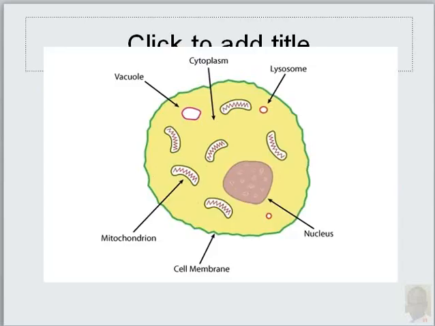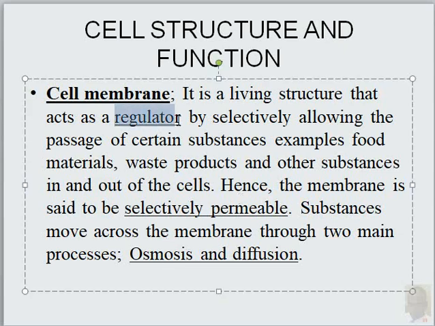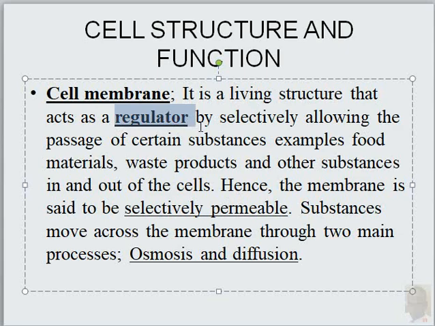So if you look here, this green border that you can see right around here would represent the cell membrane. The cell membrane is not only a regulator, it acts as a barrier so that things inside the cell remain inside the cell and things outside the cell remain outside the cell. So it's also a barrier, as well as selectively permeable, and therefore acts as a regulator. We can highlight that one, a regulator.